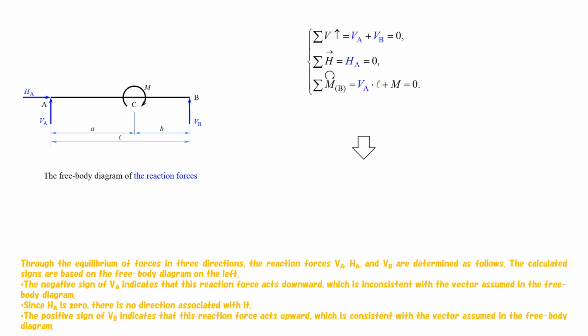Through the equilibrium of forces in three directions, the reaction forces VA, HA, and VB are determined as follows. The calculated signs are based on the free body diagram on the left. The negative sign of VA indicates that this reaction force acts downward, which is inconsistent with the vector assumed in the free body diagram. Since HA is 0, there is no direction associated with it. The positive sign of VB indicates that this reaction force acts upward, which is consistent with the vector assumed in the free body diagram.